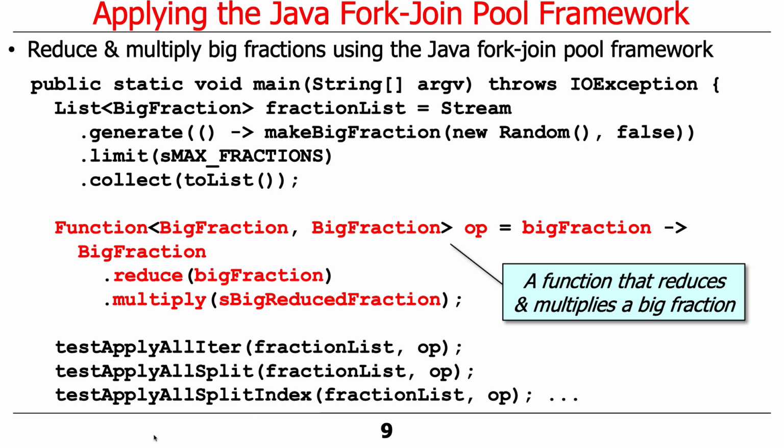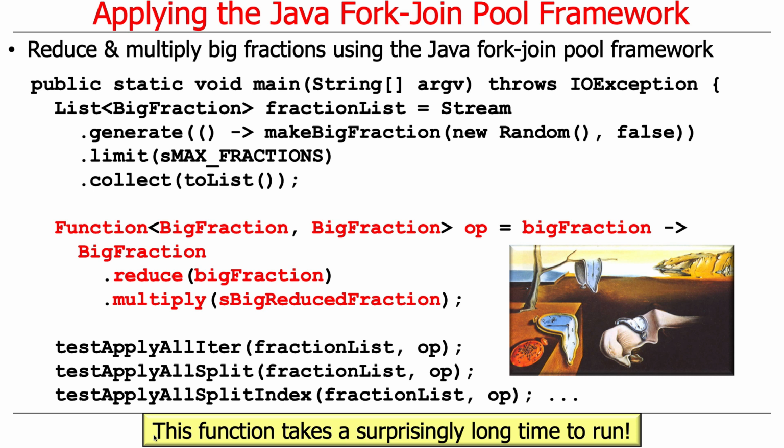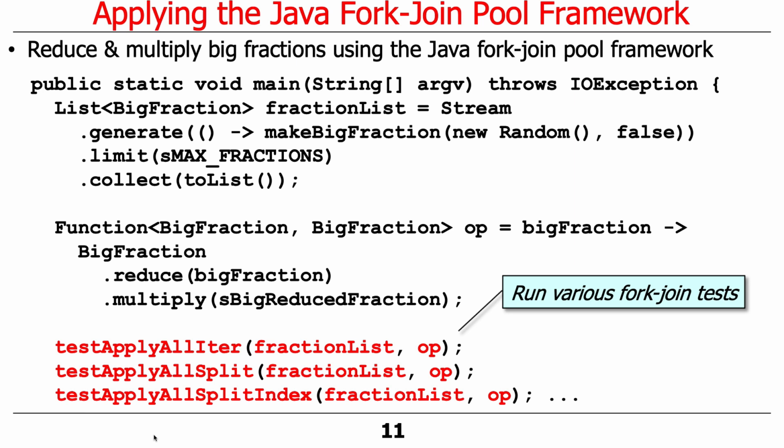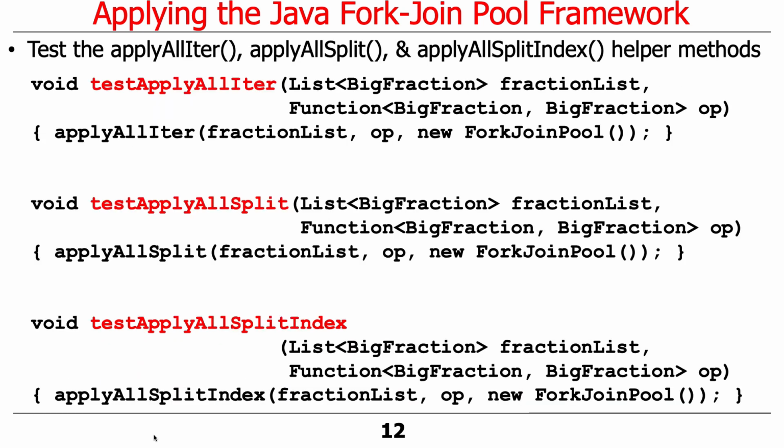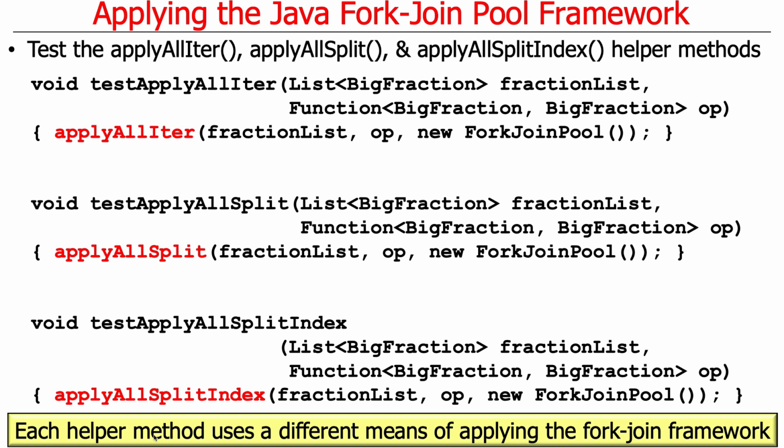That operation will then be used to burn a lot of CPU time. This is a very time-consuming operation because the fractions are gigantic, so it takes a while to run. And then we go ahead and test three different variants of the fork join pool to demonstrate different ways to do this computation. So let's talk a little bit about that. These are all helper methods that wrap everything up into the right set of parameters, and each helper method uses a different means of applying the fork join framework.